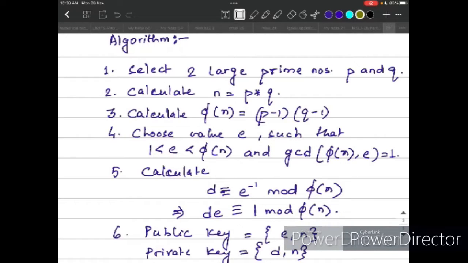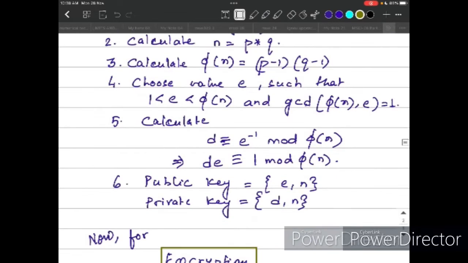Step 1. Select two large prime numbers P and Q. Step 2. Calculate n, where n equals P into Q. Step 3. Calculate phi of n equal to (P minus 1) into (Q minus 1). Step 4. Choose the value of E such that 1 is less than E, E is less than phi of n, and GCD of phi of n comma E equals 1. What does GCD of phi of n comma E equal to 1 mean? That means phi of n and E should be co-prime.